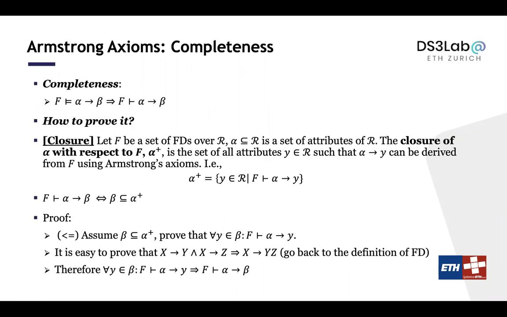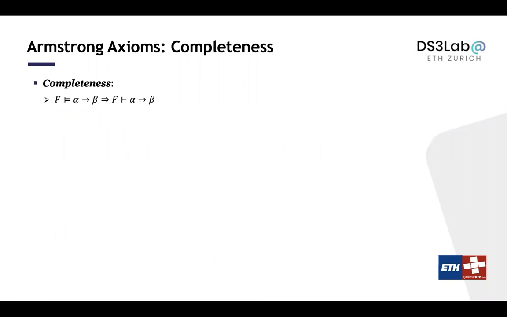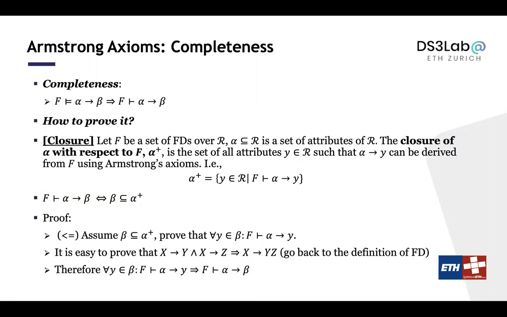And given that, for any attribute Y in beta, you can derive alpha to Y. This also means that you can derive alpha to beta. Given this, you actually prove this very simple statement. That is, if you can derive alpha to beta from F, then beta must be a subset of the closure of alpha.